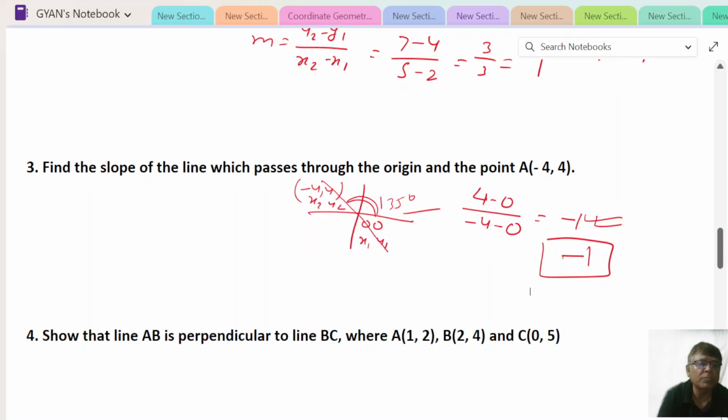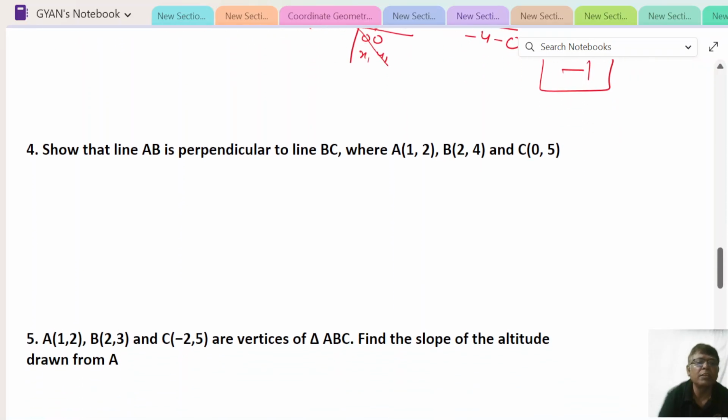Now come to the next question. So AB is perpendicular to line BC. Suppose A is (1, 2), B is (2, 4), and C is (0, 5).